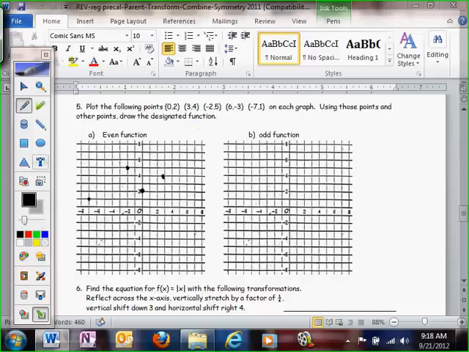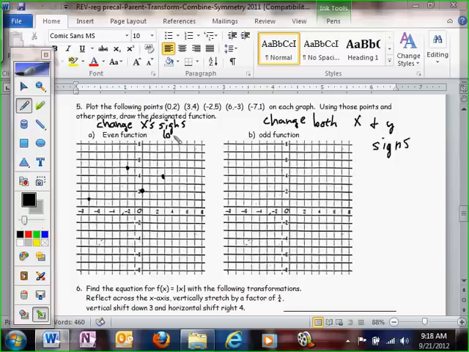The next step is to rewrite those points. For an even function, you change the x value signs. And if you're doing an odd function, which I'm not going to do, I'm going to leave this one to you, you would change both x and y signs. Okay? So we plotted our original points. Now we need to change our signs.